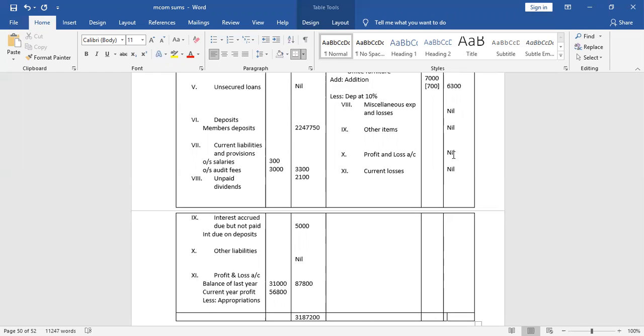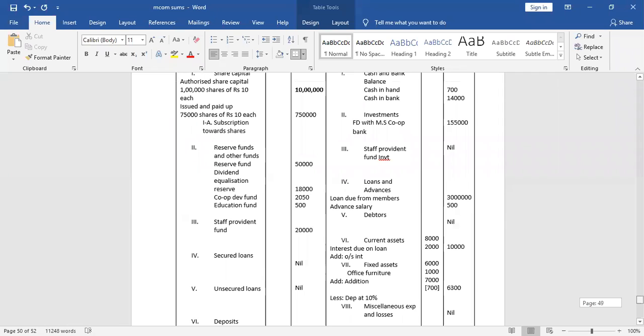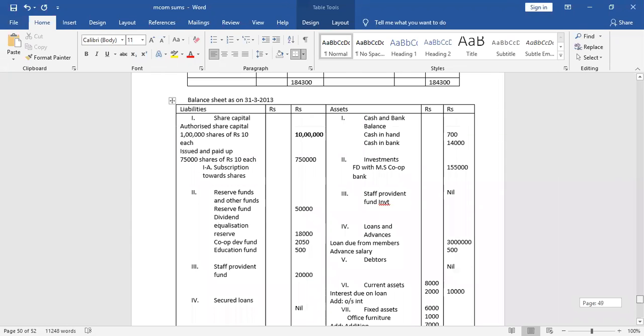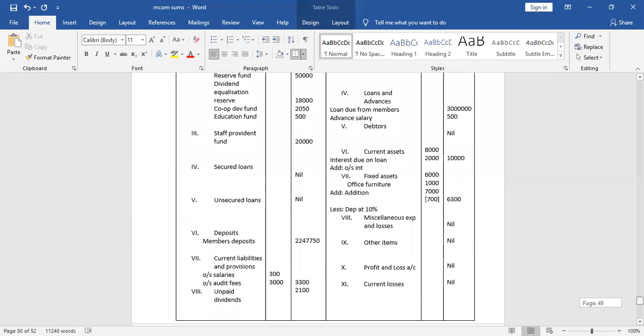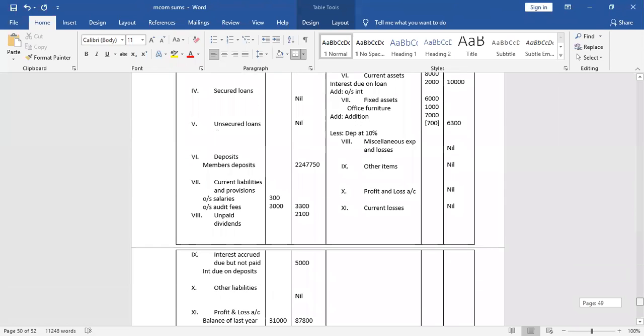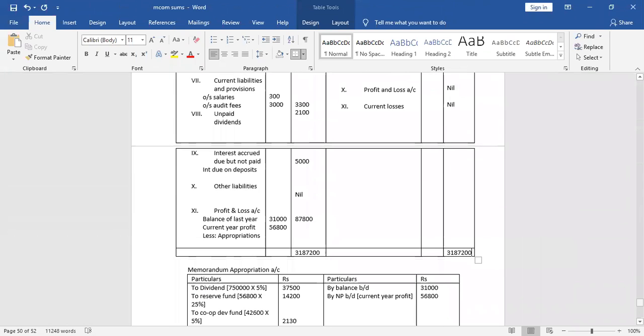So this should also come 31,87,200. 30 lakhs is loan due from members. Then 700, 14,000, 1,55,000, 500, 10,000, 6,300. It should come 31,87,200. With this the sum is done.